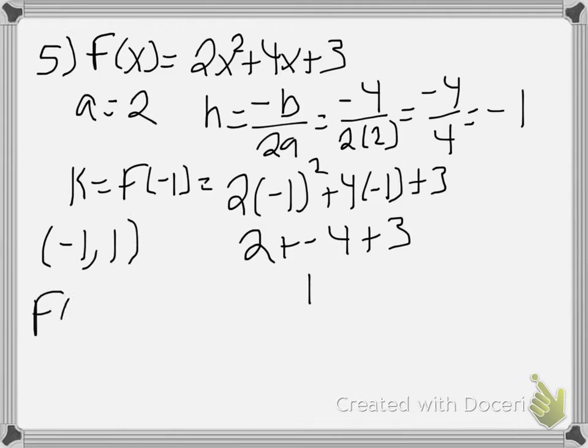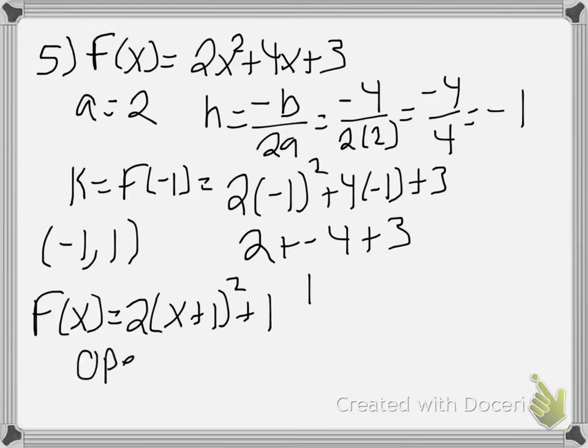So in vertex form, we have 2 times (x plus 1) squared plus 1. And what do we know? We know it opens up. Can't forget this part. And we know that we have a vertical stretch because the number is greater than 1.